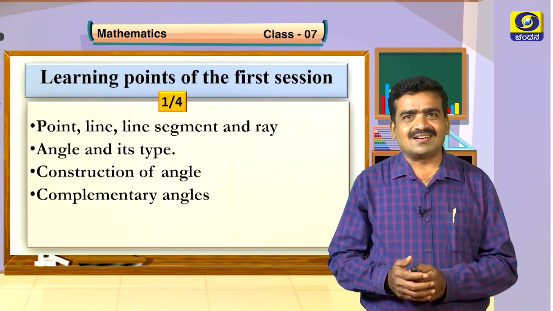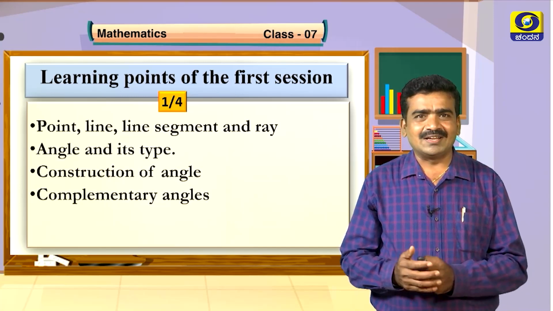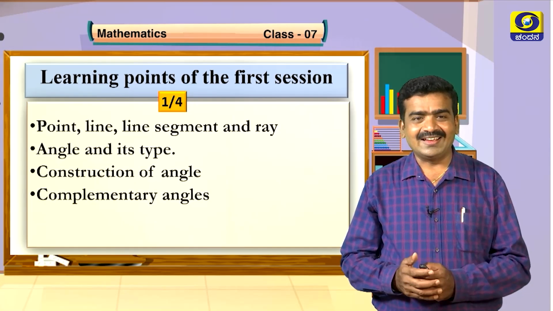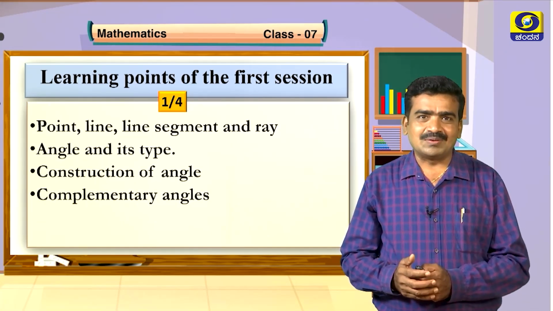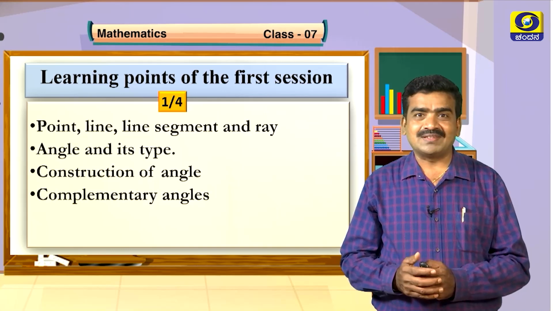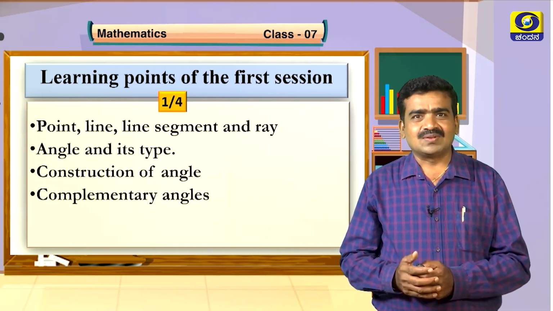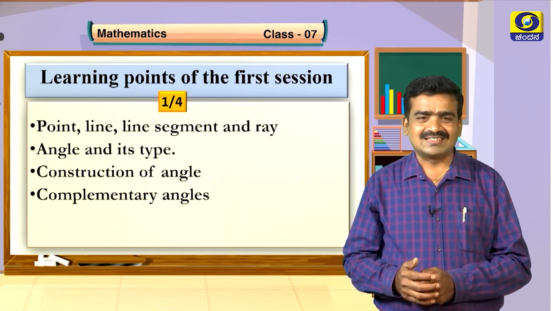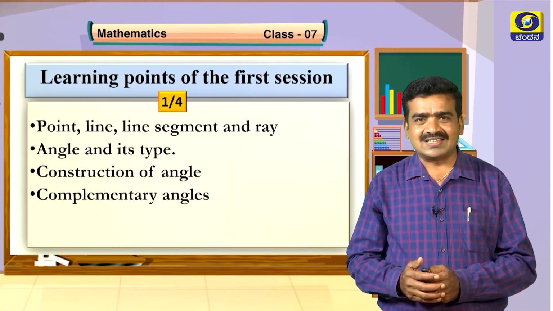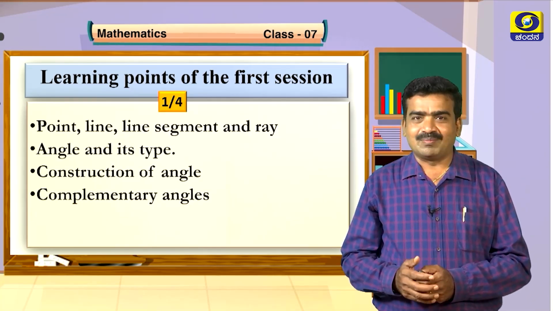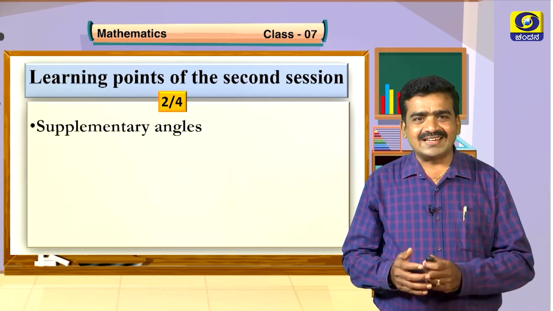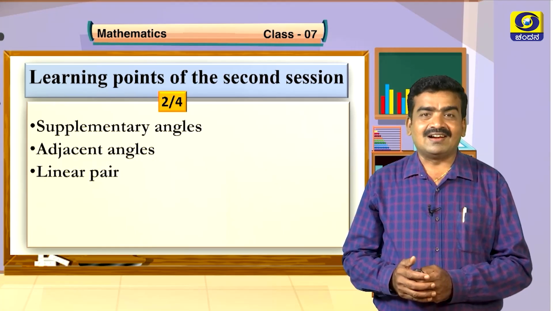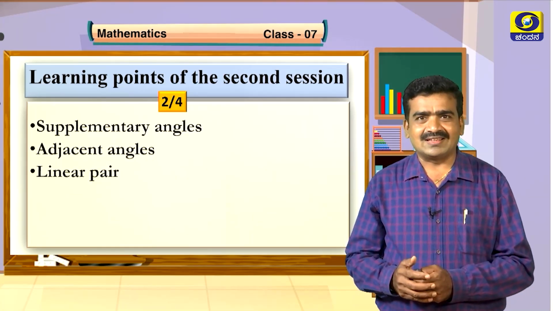In the first session, we have learnt about point, line, line segment, ray. We have also discussed angle and types of angles, and you have practiced the construction of angles of different measurements. At the end of the first session, you learnt about complementary angles. In the second session, you have learnt about supplementary angles and problems based on supplementary angles.